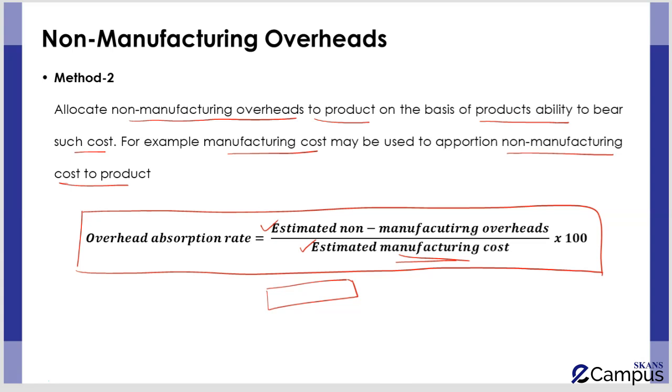Guys, this was all about overheads. In this chapter, we have studied allocation, apportionment, reapportionment, and then absorption. In doing so, we analyzed our overhead cost and calculated its unit valuation as well.